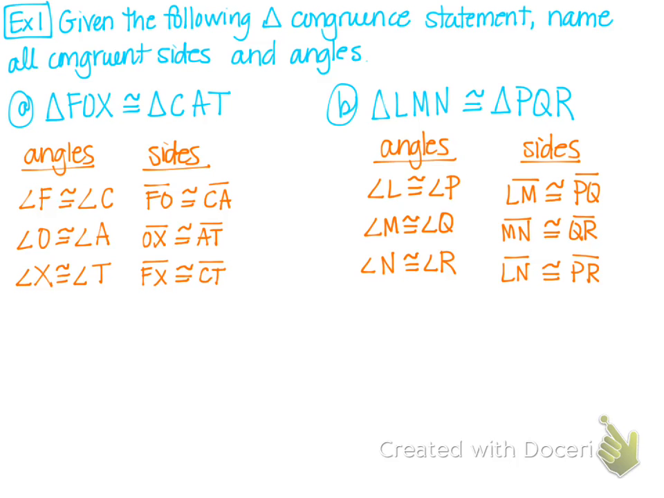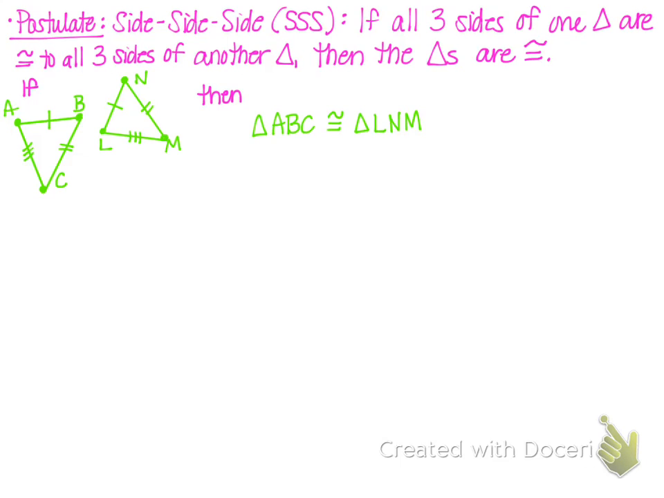So now we've got a bunch of postulates and theorems that are going to say that triangles are congruent. We've got 5 of them. Now the first one is a postulate, so it hasn't been proven true. It's called the side-side-side postulate, and it's abbreviated SSS. So it says if all 3 sides of one triangle are congruent to all 3 sides of another triangle, then the triangles are congruent. So I've got it also in picture form.